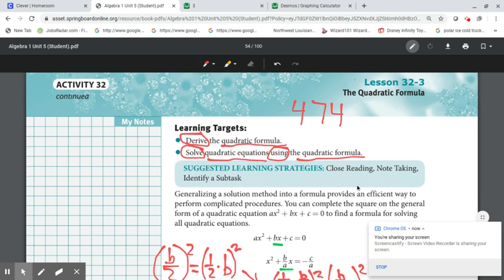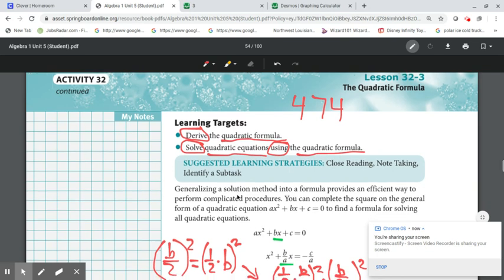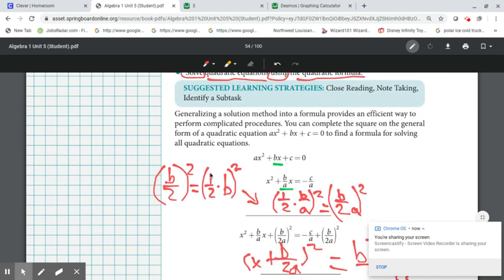All right, this is lesson 32.3, the quadratic formula. It is another algebraic method to solve quadratic equations. This is located on page 474 in your Springboard curriculum. All right, learning targets. We're going to derive the quadratic formula and we're going to solve quadratic equations using the quadratic formula. Generalizing a solution method into a formula provides an efficient way to perform complicated procedures.